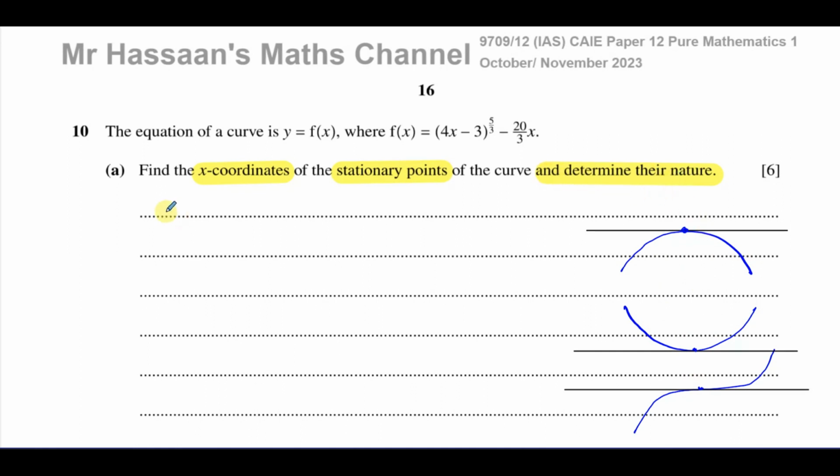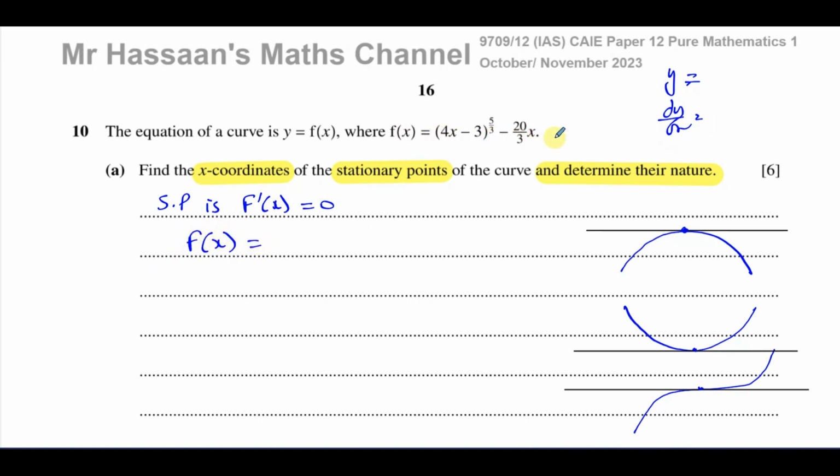So the first step is to find the x-coordinates of the stationary points. The stationary point is when the gradient function is equal to 0. The gradient function is denoted by dy/dx if your equation is in terms of y equals, and if it's in terms of f of x equals, then it's f dash of x. Here we have our original function, f of x equals.